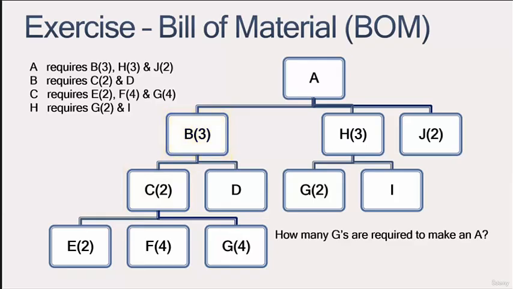So how many Gs do you need on the left side? You need to multiply 4 times 2 times 3 equals 24. You need 24 Gs. Now on the right side, you need 2 Gs to make an H, and you need 3 Hs to make an A. You need to multiply 2 times 3 equals 6. You need 6 Gs on the right side. Then add 24 and 6 equals 30. In total, you need 30 Gs to make 1 A.